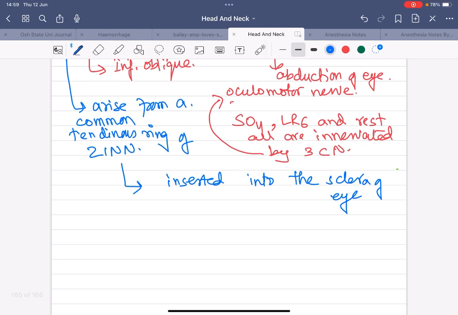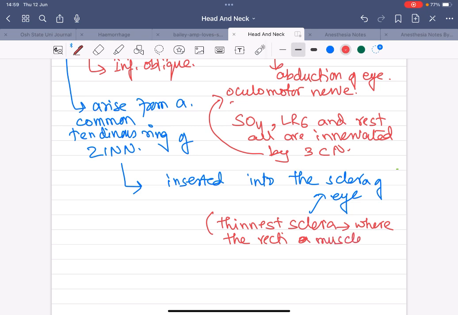Here is one MCQ, please remember all students. Where will you find the thinnest sclera? The thinnest sclera is where the recti muscles are inserted. Just behind the insertion is the thinnest sclera. This is your MCQ. So this is the thinnest sclera where the recti muscles are inserting, just behind that insertion.